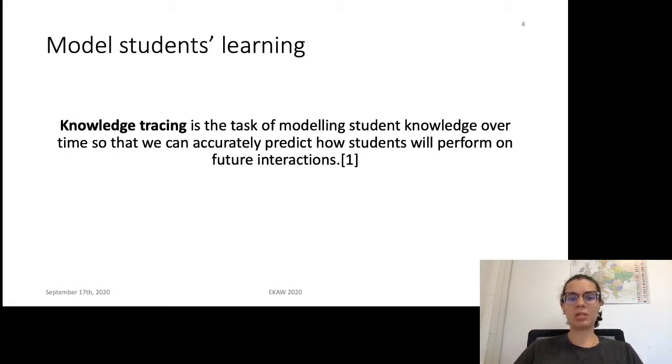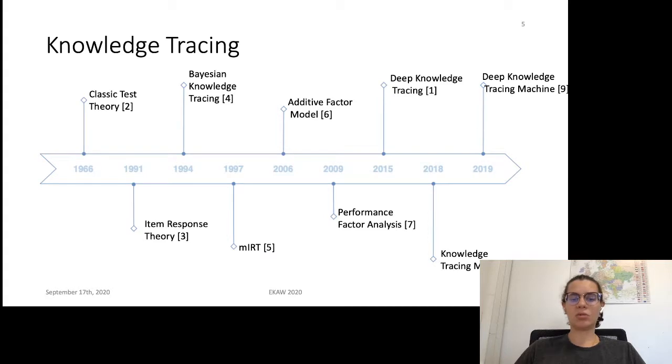Modeling students' learning is the goal of knowledge tracing. Indeed, knowledge tracing is the task of modeling students' knowledge acquisition to predict the results of future interaction with the learning material. Knowledge tracing has its roots in 1966 with classical test theory, and throughout the years several approaches have been developed, relying on logistic regression or Markov models, and some of them using parameters describing students' ability and question difficulty, some others wins and fails, and possibly involving also multiple skills.